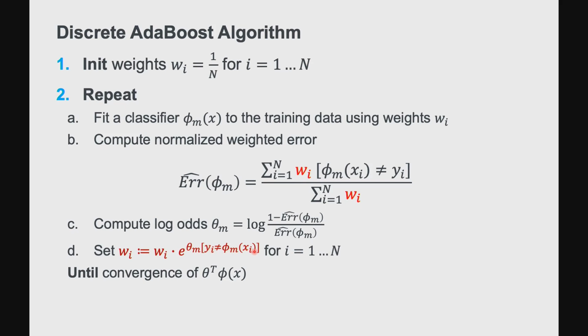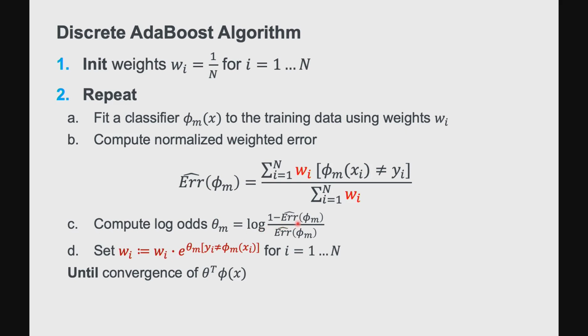So if we are correct, this is a 0, then it doesn't really matter what this is. E to the power 0 would be 1. So if we're correct, we don't change the weight. If we're incorrect, then of course it depends on this error rate that we had so far. But if we're incorrect, then this is a 1, and we take this error rate to modify the previous weight.